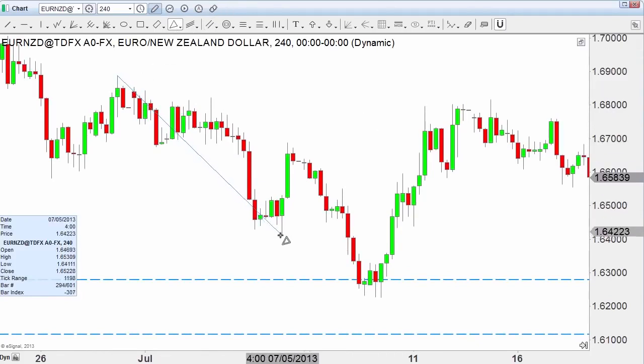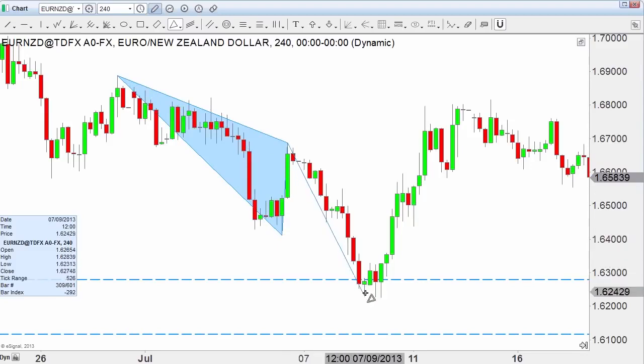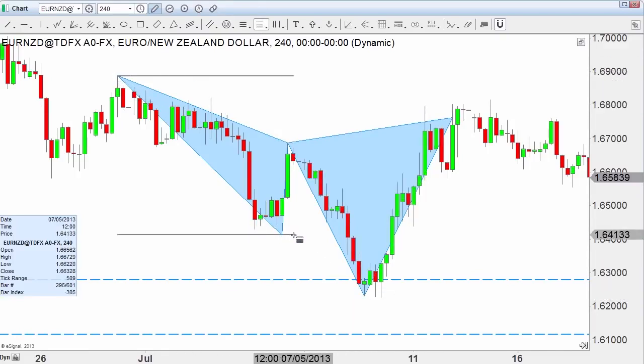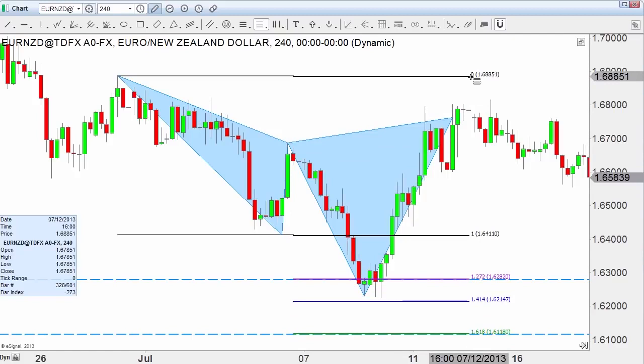X to A to B, B to C, C to D, we have a cipher pattern. In order for the cipher pattern to be a valid pattern that we can trade, we must meet some criteria. The first one is that we have to at least touch the 127 extension. That's condition one: the market must come down into that 127 extension. If we don't have that 127 extension, then we don't have a cipher pattern.